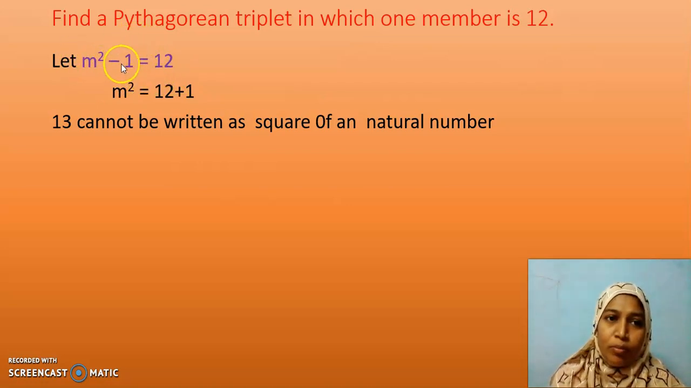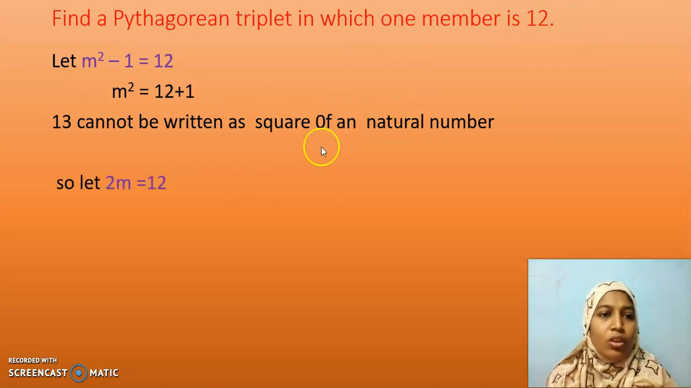Then try with m squared plus 1 is equal to 12. Even then, if I take this plus 1 to the other side, it will become minus 1 and it will be 11. Again, I cannot write 11 as a square of any natural number. So what is the only option I can compare this 12 with? I can have it with only 2m. Okay, so let me start with 2m is equal to 12.